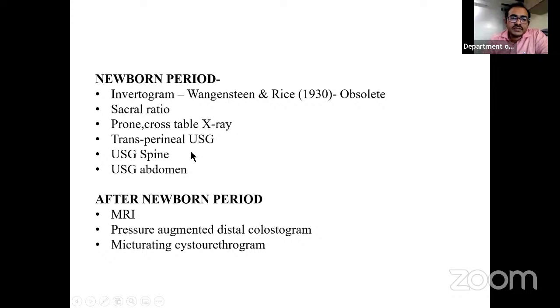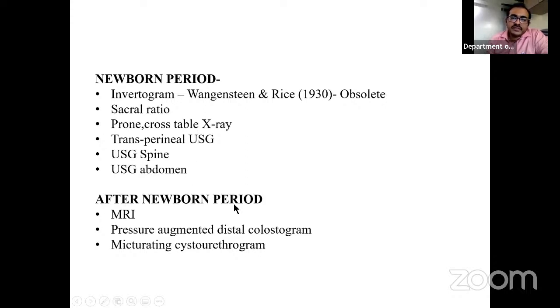Well, these are the investigations which are done during the neonatal period. The invertogram is theoretically there, but now it is obsolete and nobody does it. Then the sacral ratio, which can be seen on AP and lateral X-ray. Then this prone cross-table X-ray, which is a very important investigation. Then transperineal USG, which we can do, but practically it is not a very useful investigation. Then USG spine and USG abdomen we do in all patients to rule out spinal anomalies and to look for any anomaly in the abdomen.